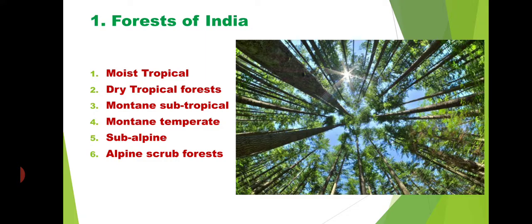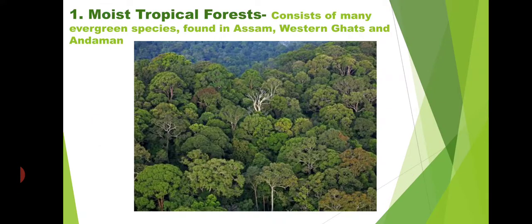First, we are discussing the forest vegetation types of India. Okay. And the present classification is divided into 6 categories. Okay. What is the meaning of the first one? That is moist tropical forest. It consists of many evergreen species, which are normally found in Assam, the Western Ghats and the Andaman and Nicobar Islands.